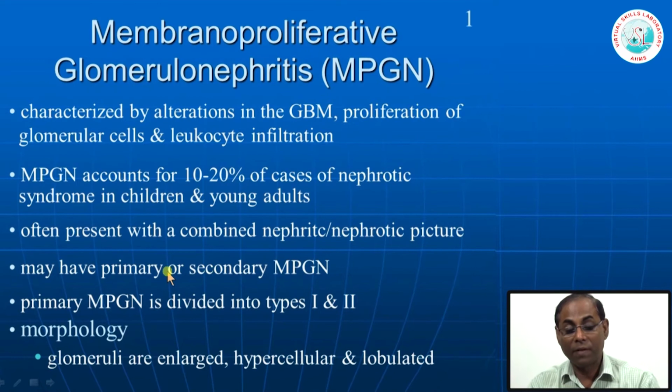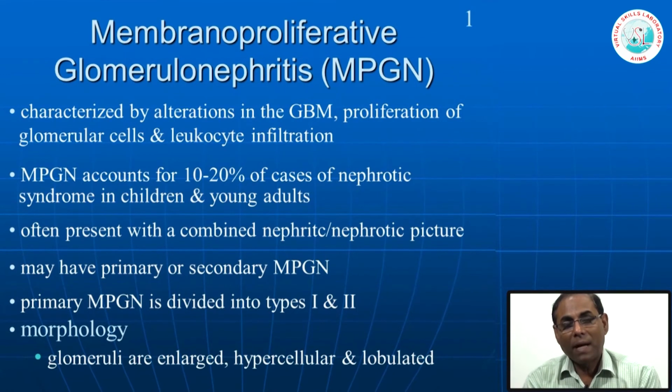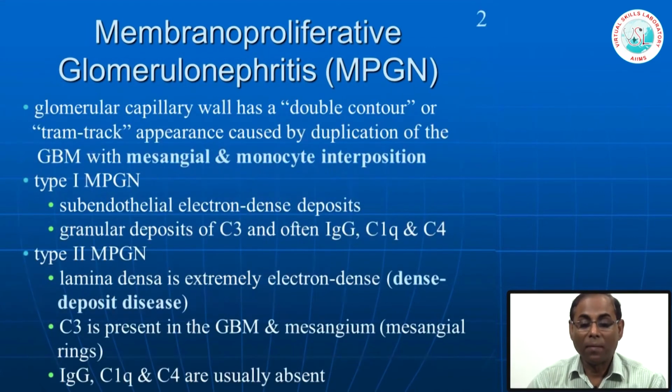There may be several infections which can give rise to MPGN, and primary MPGN is divided into type 1 and type 2. Morphologically, the glomeruli are enlarged, hypercellular and lobulated. So, among the proliferative glomerulonephritis, in post-infective glomerulonephritis we do not see much thickening of the wall of the glomerulus, whereas in MPGN obviously the proliferation is associated with marked thickening of this wall. And the glomerular capillary wall has a double contour or tram track appearance caused by duplication of the glomerular basement membrane with mesangial and monocyte interposition.